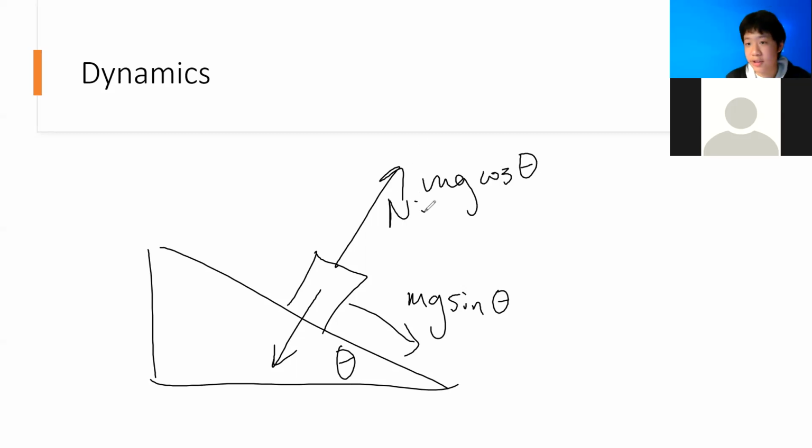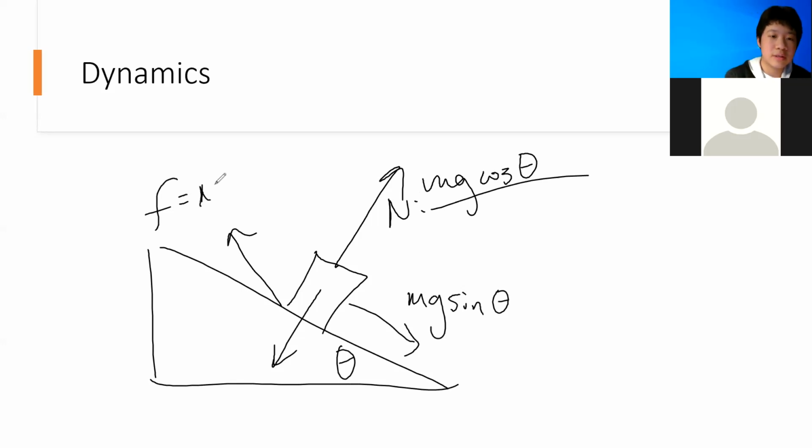If there's nothing else on the box or any other force on the box, this is going to be the normal force. And so our friction is going to equal our normal force times whatever mu that is, which means mg cosine theta mu. Okay, so those are the components of any inclined plane.